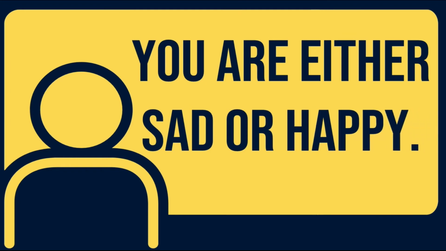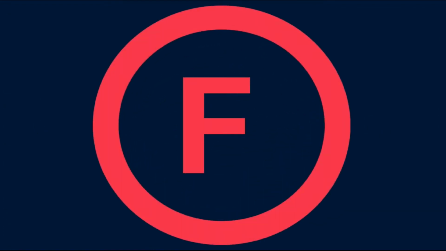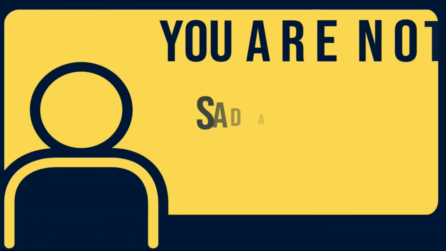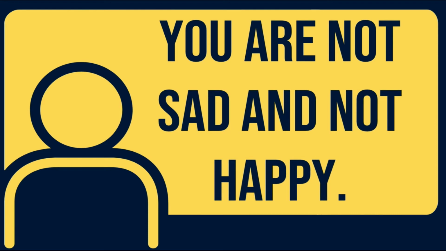Consider the statement, you are either sad or happy. For this statement to be false, you can't be sad and you can't be happy. In other words, the opposite is to be not sad and not happy. Or if we rewrite it in terms of the original statement, we get, you are not sad and not happy.